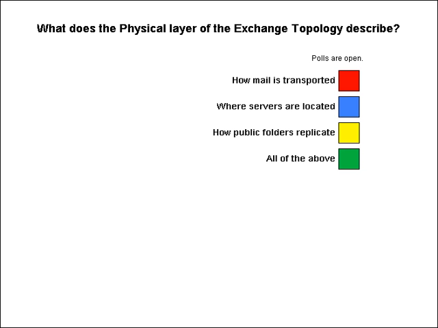Let's take a look at 3 review questions. You'll notice there's a trend to this, but I have 3 questions. The first one is, when you look at the physical layer of the Exchange topology, what is it describing? Is it describing where servers are located, or how my public folders are going to replicate, or how the mail is being transported from one site to the other? Or is it all of those? Does it take into account all of those pieces?